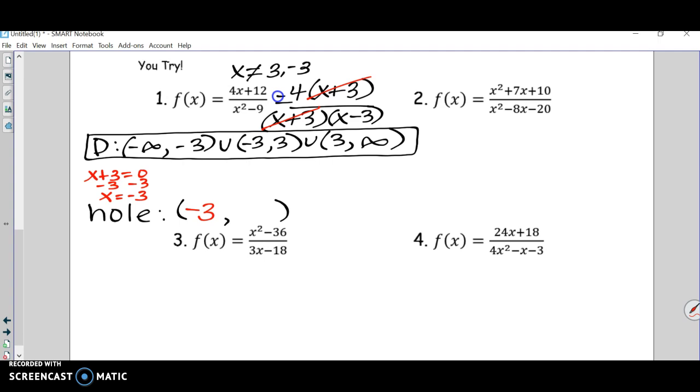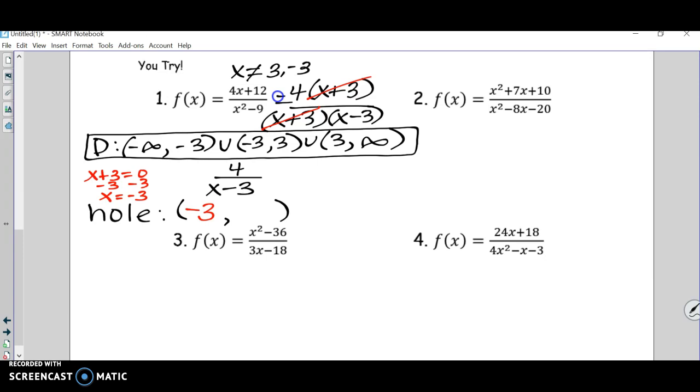Now, to find the y value, let's simplify it further. What's left over once I took out that x plus 3? We're left with 4 over x minus 3, okay? If you have a hole, this is the rational you are looking at for every single characteristic after, okay? So if you have a hole, this is the one I'm looking at for the rest of every single characteristic 2 through 8.